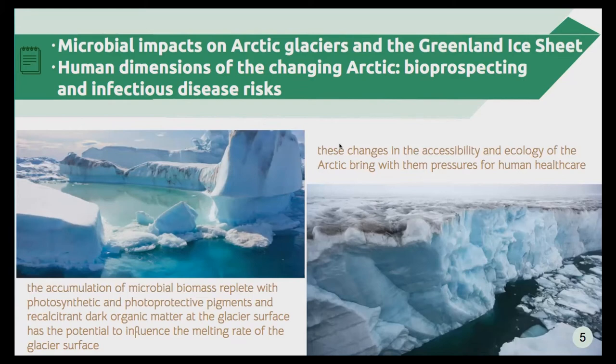And the next is about the human dimension of the changing Arctic: bioprospecting and infectious disease risks. Growing commercial and political interest, coupled with increased logistical accessibility, is likely to stimulate interest in Arctic bioprospecting. Adaptation for life in the cold, found within the reservoir of Arctic genomic diversity, can be industrially useful. Examples include enzymes with low temperature optima, low alcohol yields, antifreeze and ice binding proteins, and potential antimicrobials.